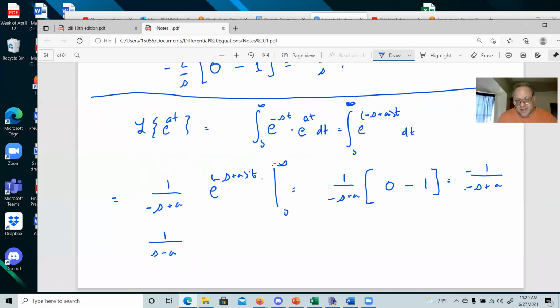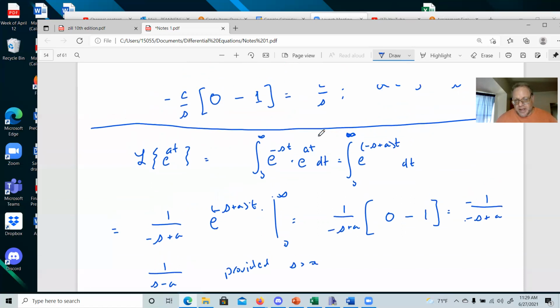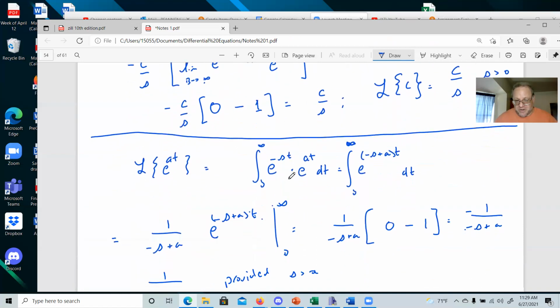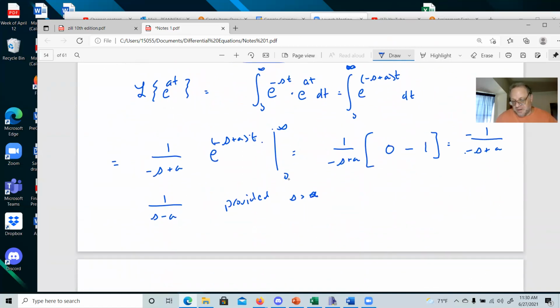Now, again, this limit exists provided s is greater than a. Here, I should have noted this. If s is a negative number, this doesn't exist, because a negative times a negative is going to be positive. As t goes to infinity, this is going to blow up. The limit's not going to exist anymore. So we should put s is greater than 0 here. That's the only kind of restriction you have to deal with. And this one, s has to be greater than a.